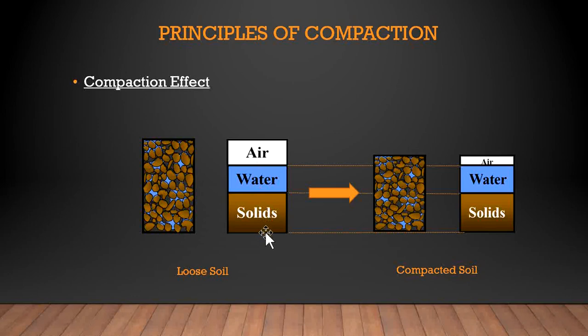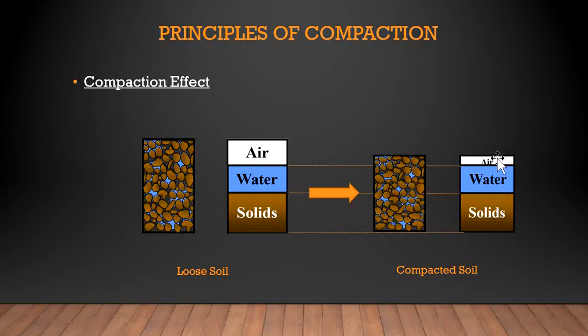That is, the first phase is a solid phase, water phase and air phase. This is the three-phase diagram of soil in a loose condition, in loose state. And when we compact this soil mass or this soil sample, here in the second diagram we can see that there is a reduction in the volume of the soil.